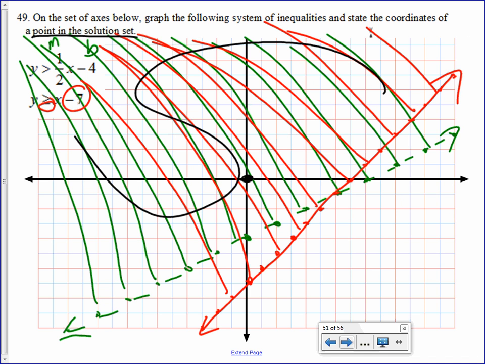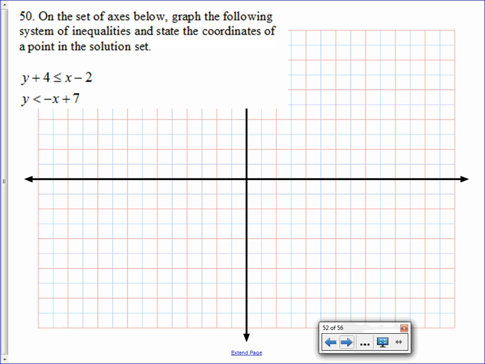I'm picking 0, 0. But you could have picked any point. You could have picked this point, this point, this point, here, here, here, or even here. Any point that's in that region is a point in the solution set. We got another one here.